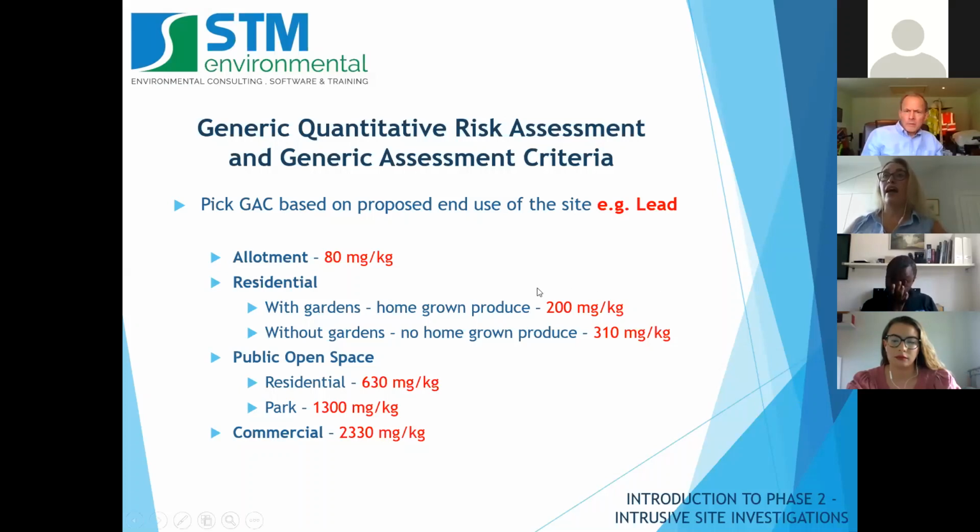The highest acceptable concentration of lead would be 200 milligrams per kilogram, so slightly higher than what would be allowed for an allotment. And then moving on to a residential without gardens, so more like a communal land space in a block of flats. Still the possibility for children to be playing there, but unlikely to be growing any homegrown produce. So the allowable highest acceptable concentration of lead is slightly higher at 310 milligrams per kilogram, and so on as you go towards these lesser sensitive proposed end uses.